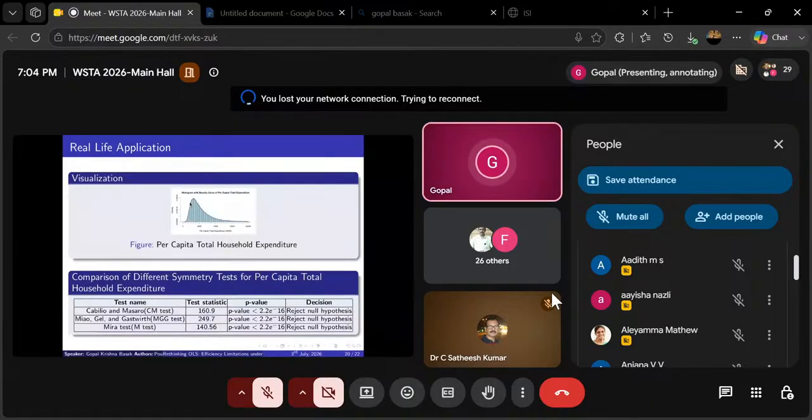So here this is the histogram and density curve of per capita total expenditure. As you see, this is a clearly skewed distribution. So this is a comparison of different symmetry tests for per capita expenditure, and of course it is there. All three tests are showing strong asymmetry, and that's what everybody expects also.